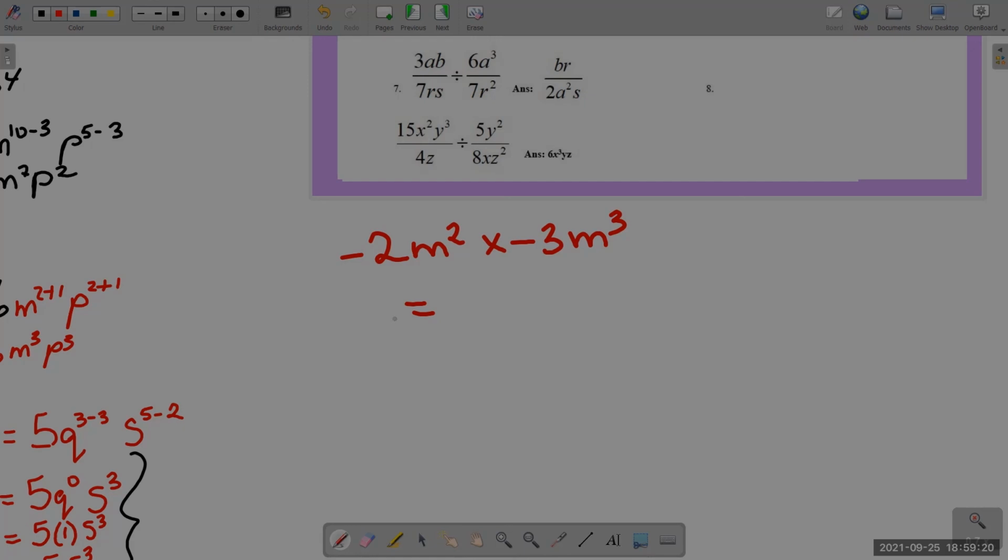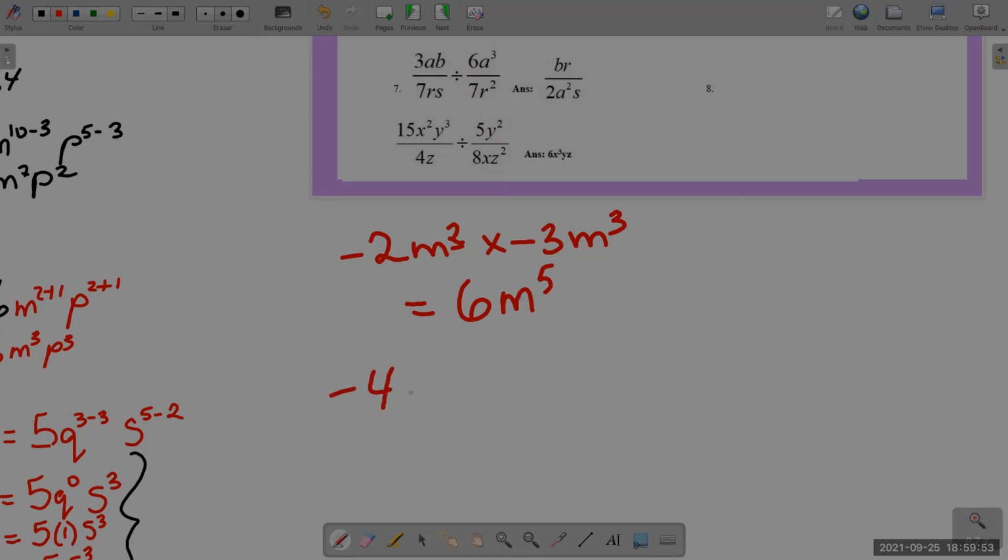Okay, so let's look at it. Don't forget, what's the rule of integers? A negative number times a negative number is what? A positive number. So negative 2 times negative 3 is positive 6. And then we add the powers 2 and 3. So that's how we get m^5. Don't forget. Everybody see that? Let's try one more.